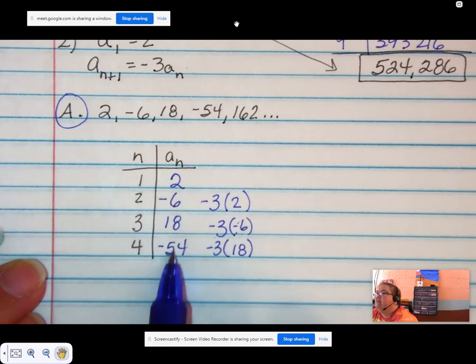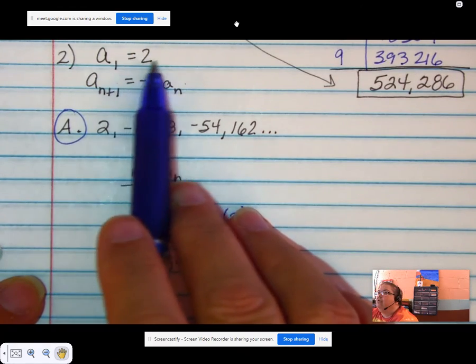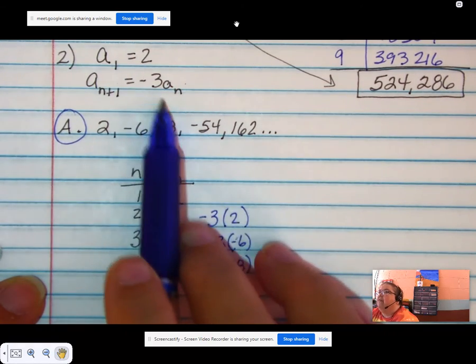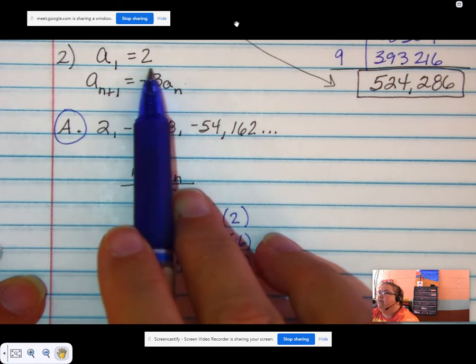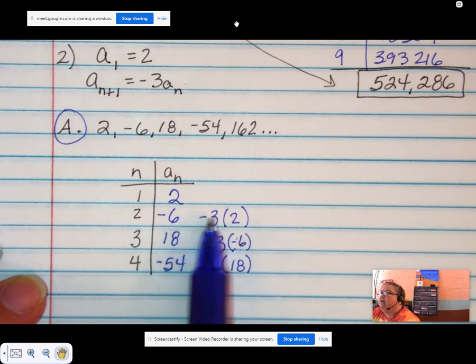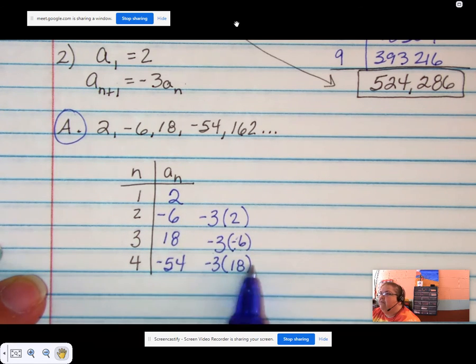But you would make this table. It tells you where to start. And then you multiply, because it says -3, multiply it to the previous term. -3 times 2, -3 times -6, -3 times 18, and you would keep going. That's how I determine that it's A and not B. Okay, questions?